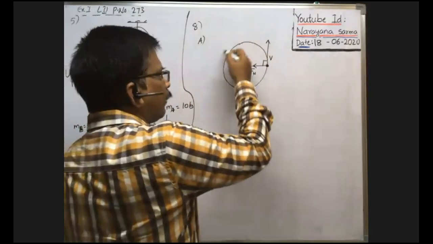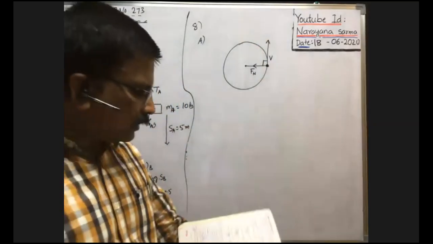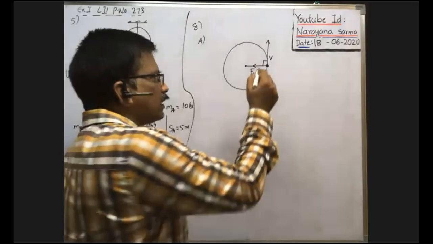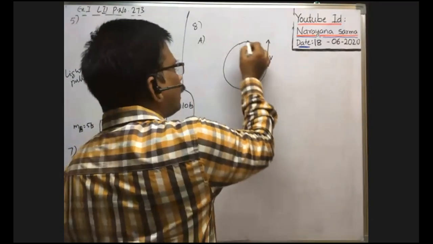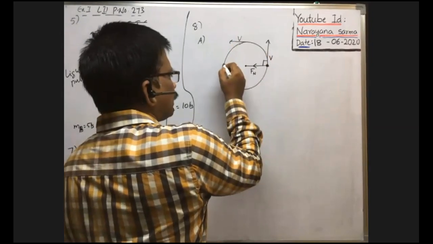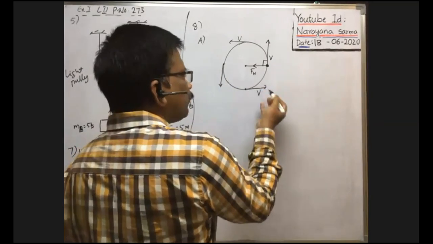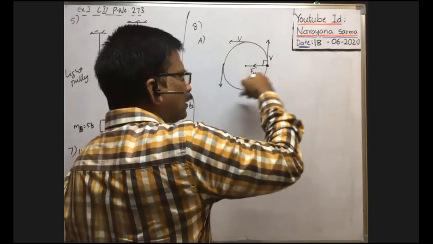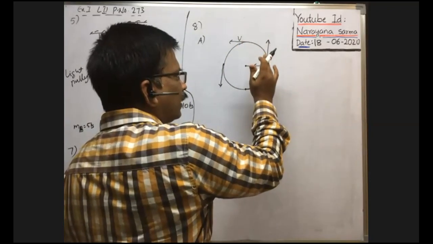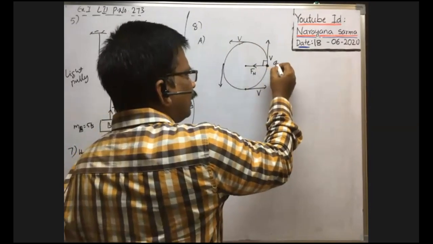In the problem it is given that the body has uniform circular motion. Uniform circular motion means the speed does not change. Even when the body comes to this position, the speed is v only. Anywhere else along its circular path, the speed is v only. That means along the tangential direction there is no change in the velocity, so tangential acceleration here is 0.